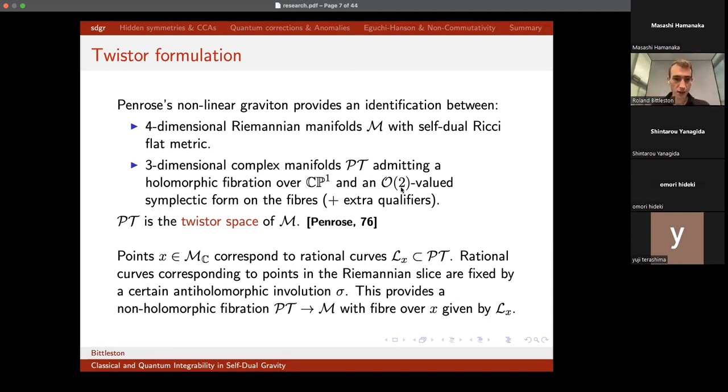And then crucially, on those fibers, we have an O(2)-valued symplectic form. All that O(2) means is that as I move around this P1, these symplectic forms have some weight. They transform in a non-trivial line bundle. So then we call this three-dimensional complex manifold the twistor space of M.